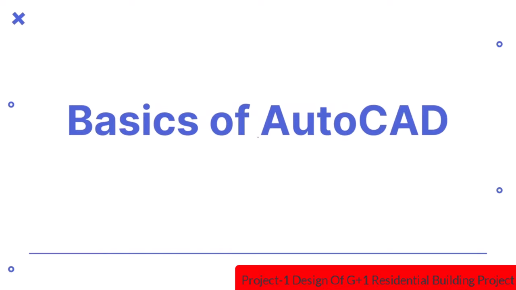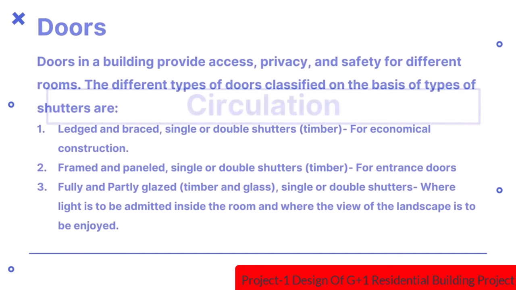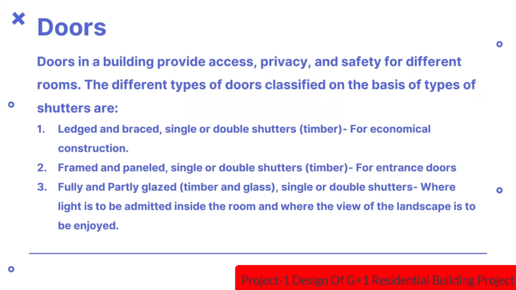Hello everyone. In this video, we will learn about circulation. The first part is doors. Doors in a building provide access, privacy, and safety for different rooms.